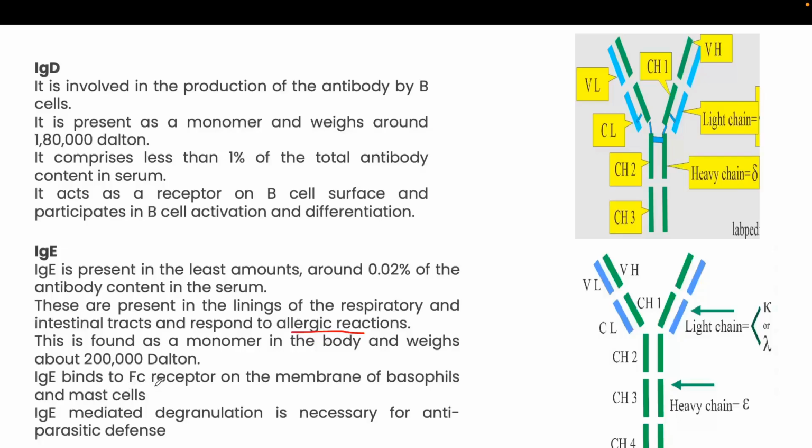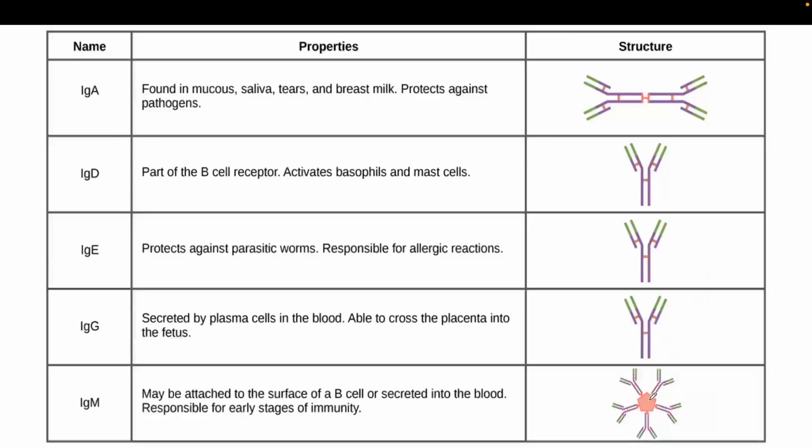IgE binds to the Fc receptor on the membrane of basophils and mast cells to provide immunity against allergic reaction. IgE-mediated degranulation is necessary for anti-parasitic defense. Here you can see the IgE, which contains the 4 constant chains.